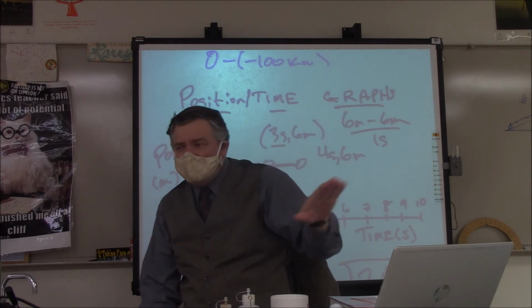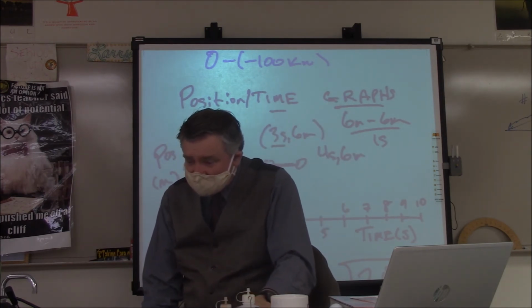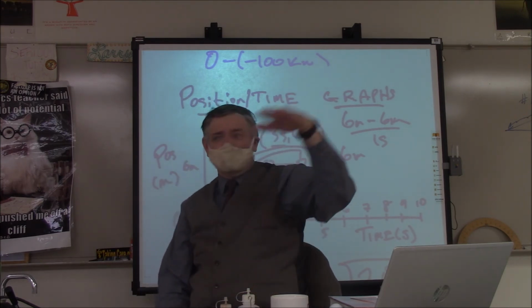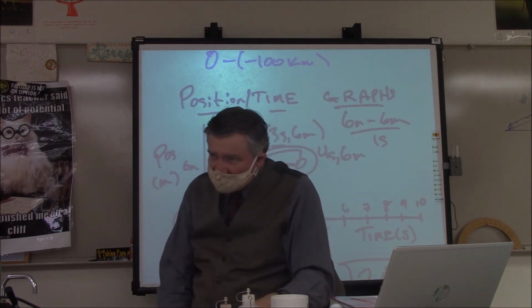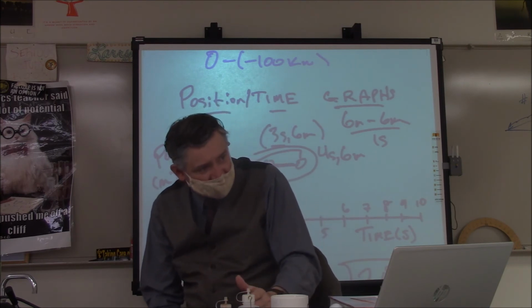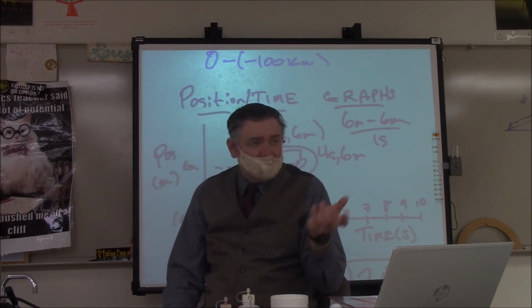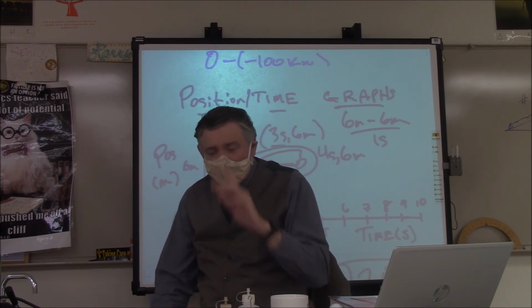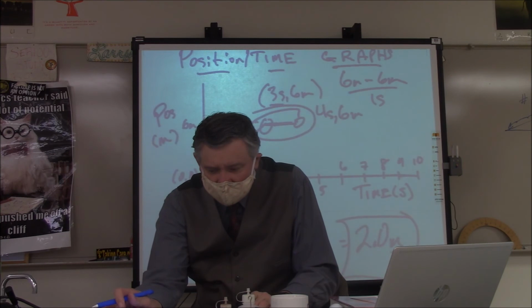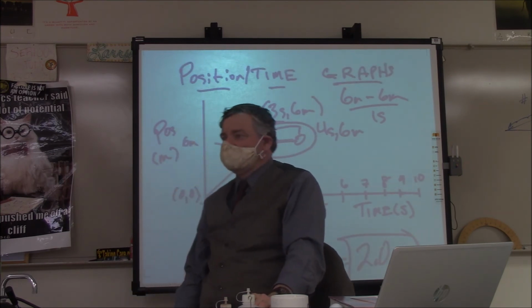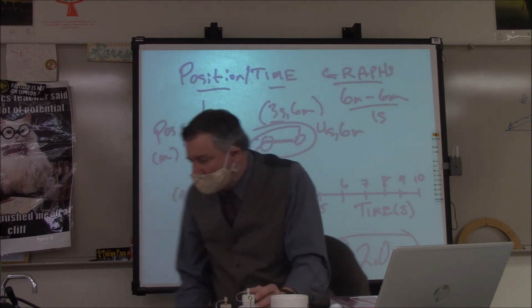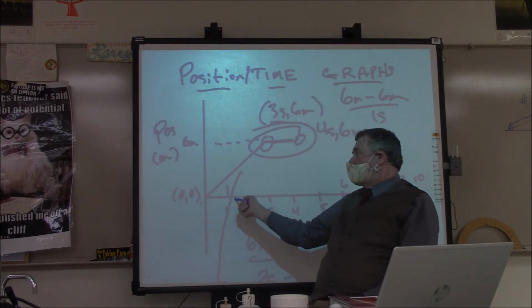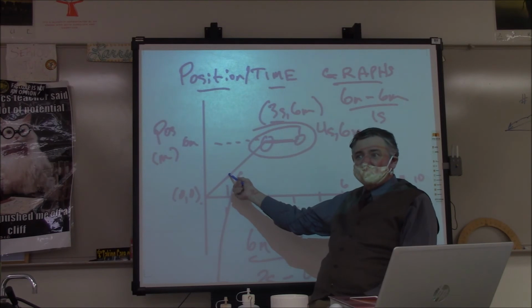So anytime you're at rest on a position time graph, that's shown by a horizontal line because your position isn't changing. Now, if you look at what slope represents, when you have this line with this slope of 2 meters per second, it's subtle, but it's important. What we're saying is that for every second that goes by, my position changes 2 meters. Okay, that's what that means.